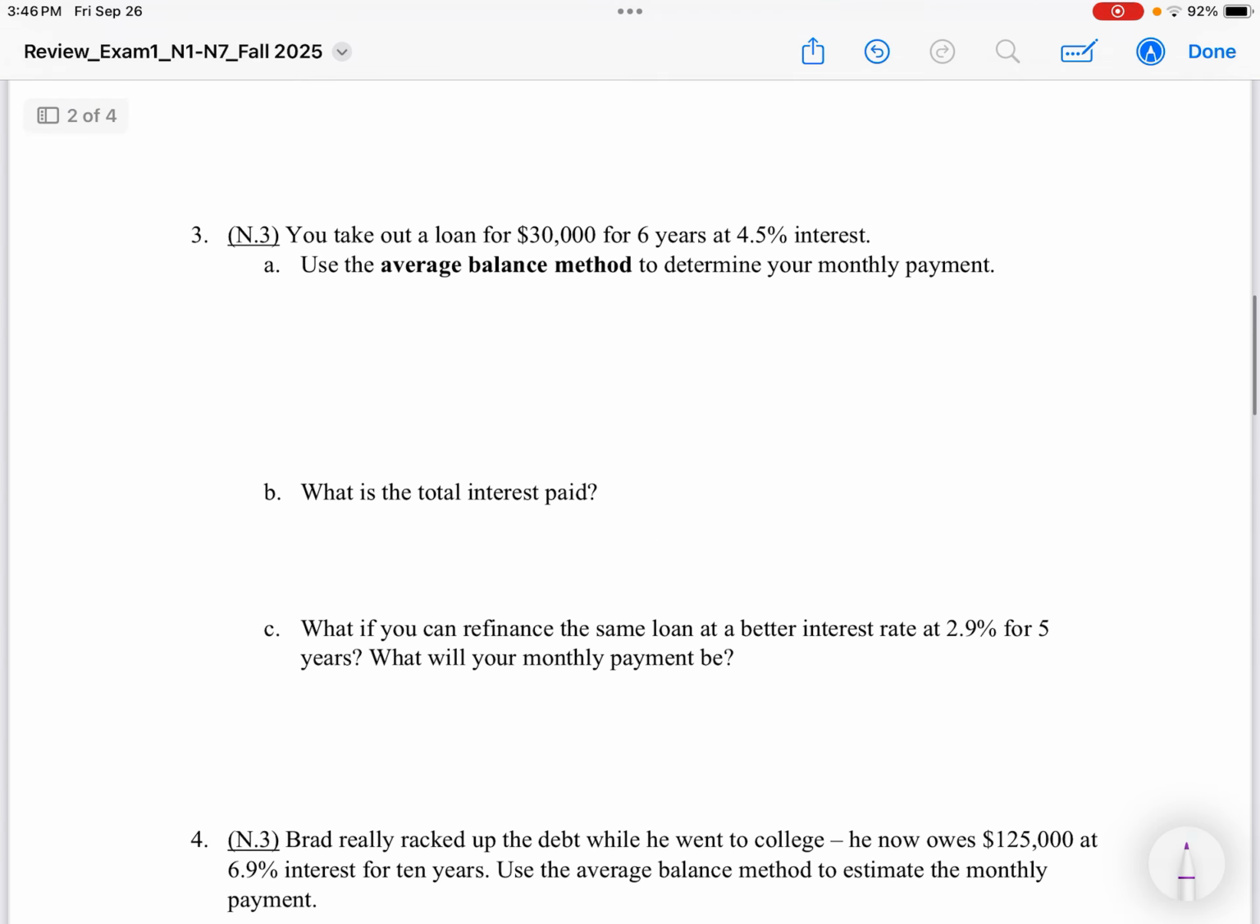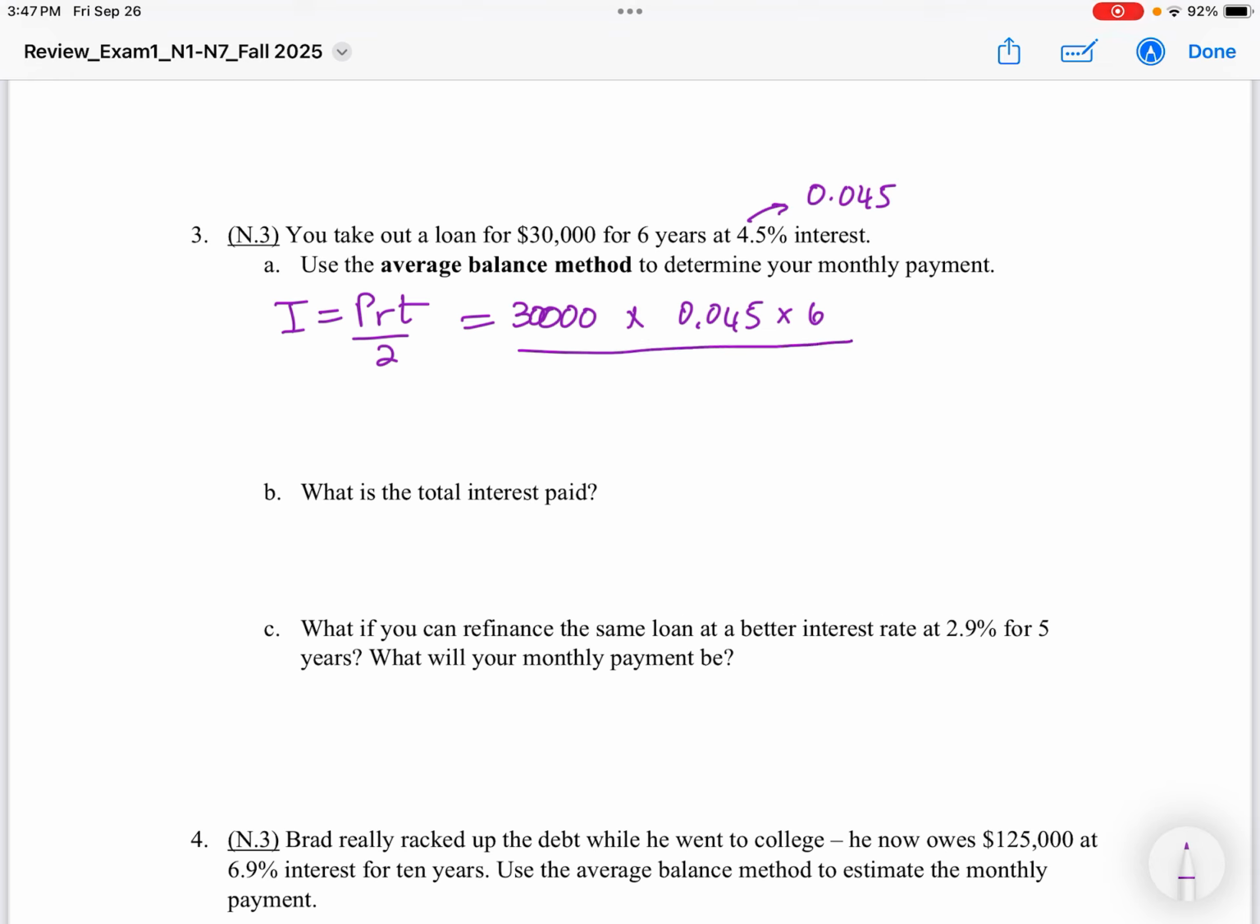Okay, this is from N.3 average balance method. Now, the shortcut method is the best way to tackle this. So you're using I equals PRT divided by 2 and plug in everything. P is your principal, and let's see, times rate. Make sure you convert that to decimals. That's 0.045. That's your R. Time is in years, not months, because the rate is for annual, divided by 2. Put this into your calculator and you should get $4,050. So this is just the interest, and that'll go down here, $4,050.